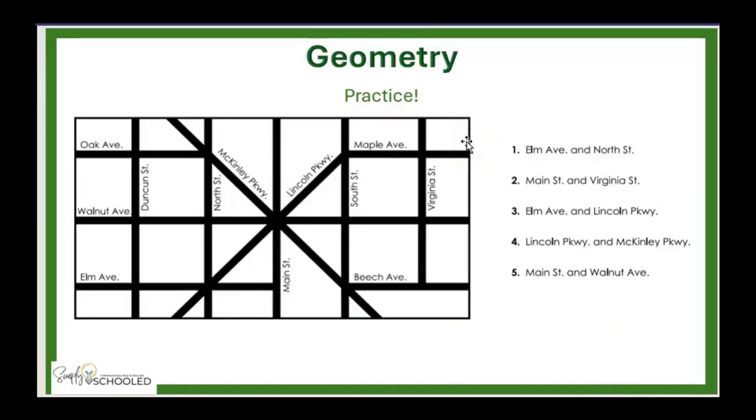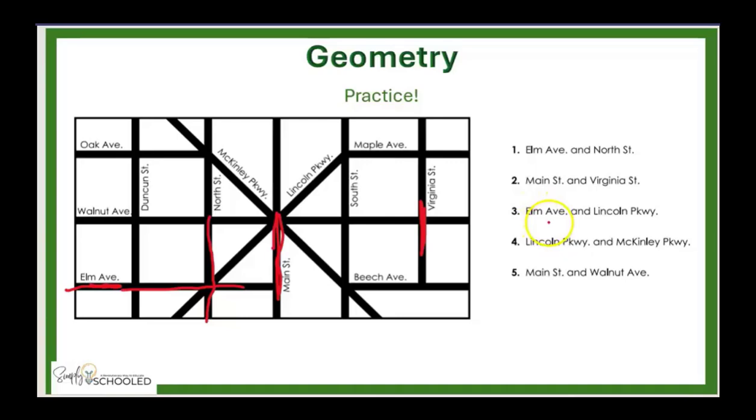Lastly, we can identify the lines if we just look at a map of different roads. For example, over here it says Elm Avenue and North Street. Here's Elm Avenue and North Street is right here. So you can see those look like perpendicular lines because they form a perfect T. Then we have Main Street, which is right here, and Virginia Street. And Virginia Street is clear over here. But notice if these two streets went on forever, they would never cross. So those would be parallel streets, parallel lines.